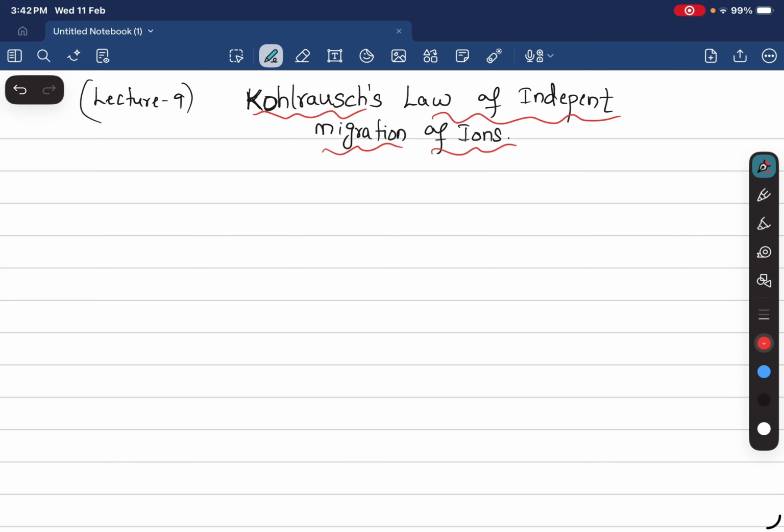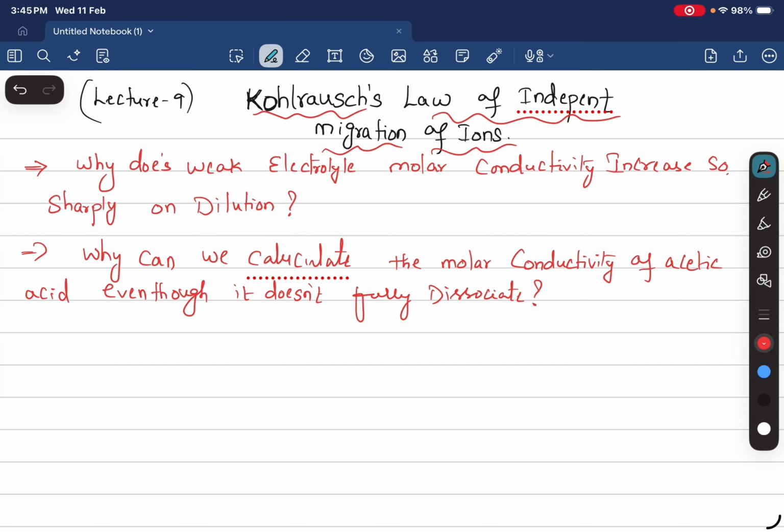So why do we have to study this? Just before going to that, let's see why a weak electrolyte's molar conductivity increases so sharply on dilution, and why we can calculate the molar conductivity of acetic acid even though it doesn't fully dissociate. It's not only about acetic acid, but any weak electrolyte. The answer lies in one powerful concept called Kohlrausch's law of independent migration of ions.